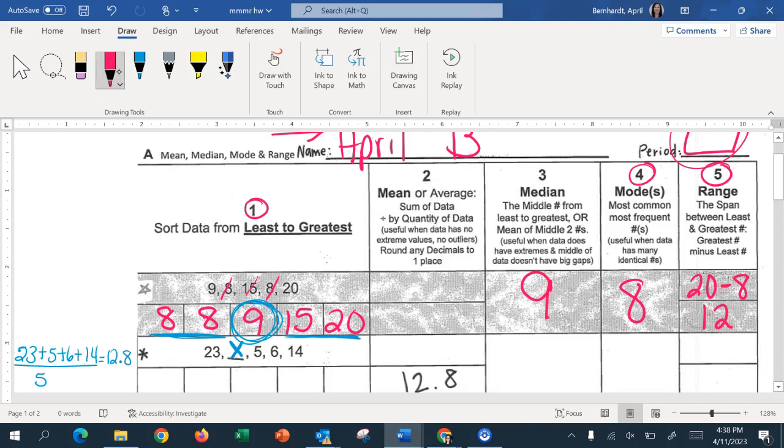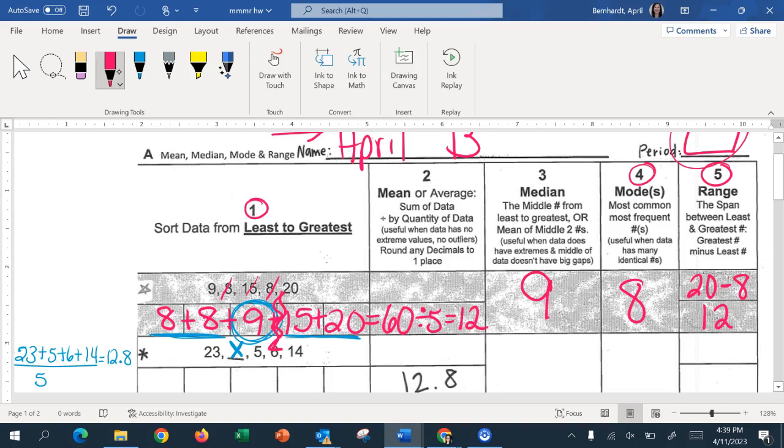And then I always say save mean for last because it's the meanest. It makes us do the most work. We're going to add up our data values. So 8 plus 8 plus 9 plus 15 plus 20 equals 60. Divide by how many data numbers we have in our set, which is 5. So our mean average is 12. Which makes sense because mean kind of means the average in the middle, which 12 would be right here, in the middle of our data set.